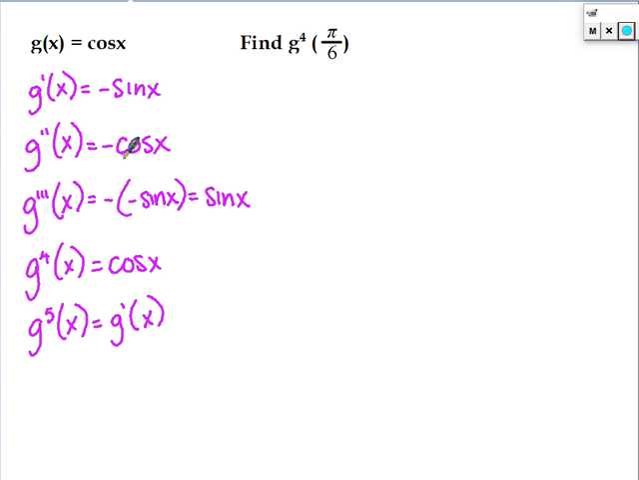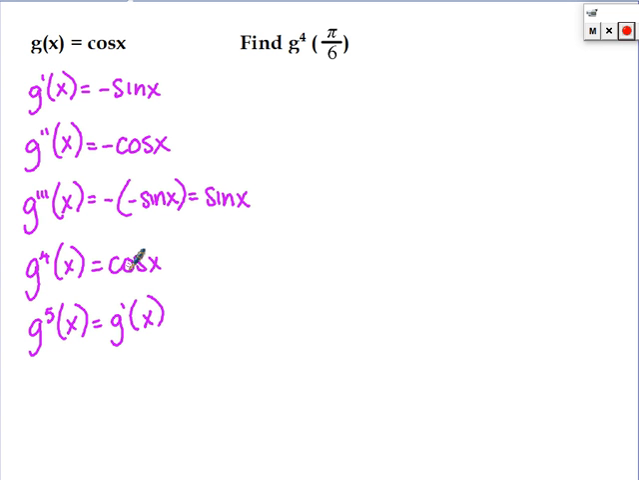So if you have just sine, and this works for cosine as well, every 4 derivatives that you take, you're going to get back to the original function. Okay, and if you think about the waves, I don't know if you remember this, but the very beginning when we talked about trig functions, I showed you the sine wave, and we talked about the slope, and then we saw that it was the cosine wave.